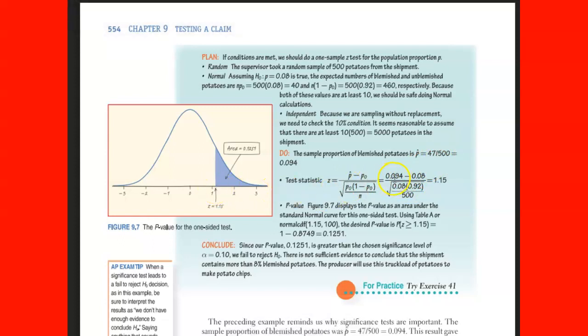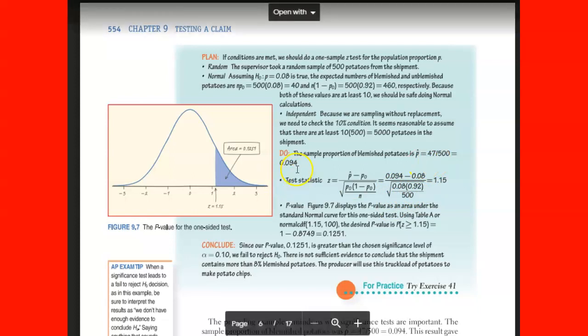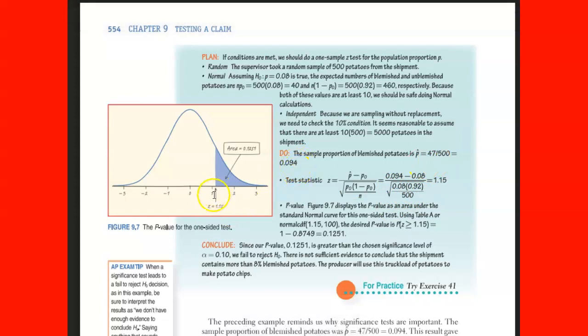What the heck? 9.4% minus 8% divided by this big old formula, the square root of p times 1 minus p over n. That says, you know what? That 9.4%, that's a z-score of 1.15 standard deviations above average. That's an above average thing from what I would expect if this was really 0.08. So then Darren says, hey, let's look it up on table A. Pause. Now remember, 47 potatoes were blemished, 500 were sampled. And so we'll go over to our calculator.